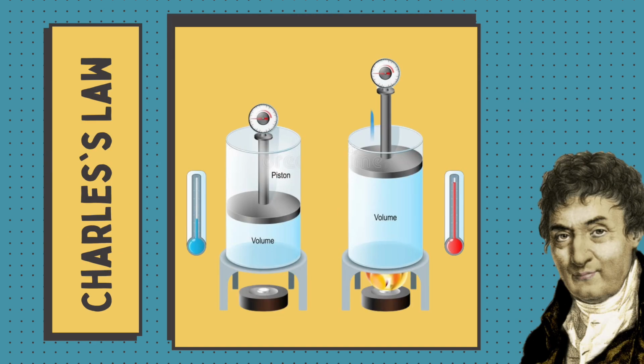On the other hand, Charles' law is a law that states a gas's volume and temperature are directly proportional. For example, if we have gas in a balloon and we heat it up, the particles will move more quickly in order to keep the pressure constant. Therefore, it comes to a formula of V1 over T1 equals V2 over T2.